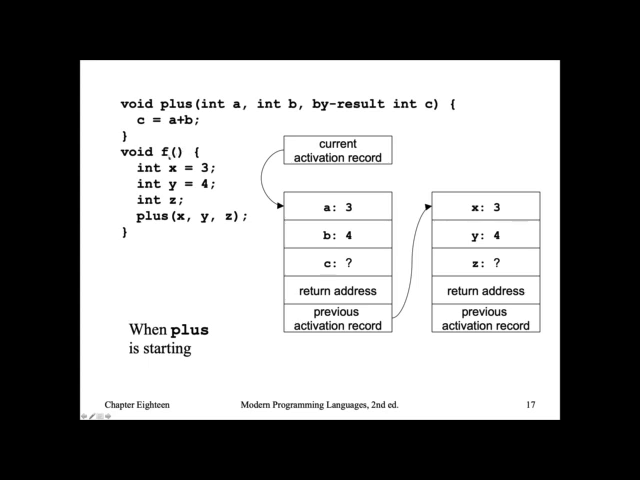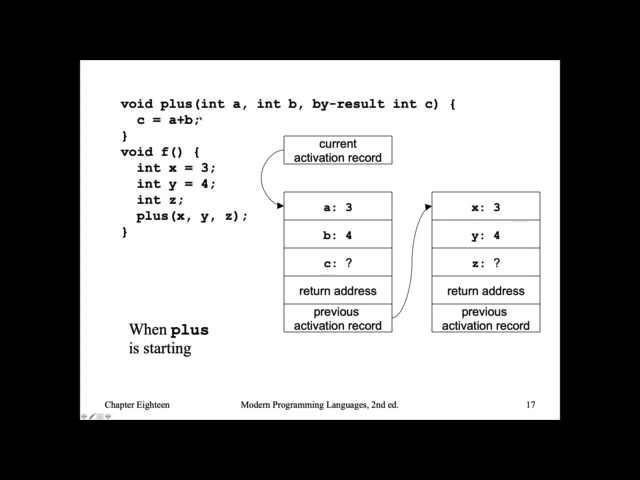So here comes F, all right? And this is, on the right, the activation record for F. I've got 3 local variables, X, Y, and Z. There they are. X gets 3, Y gets 4, Z is unassigned. It's not bound to anything. I don't know what it is. And then I make a call to plus, and I pass into plus X, Y, and Z.